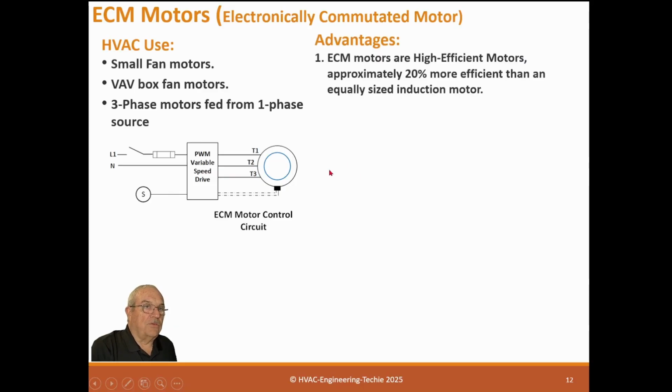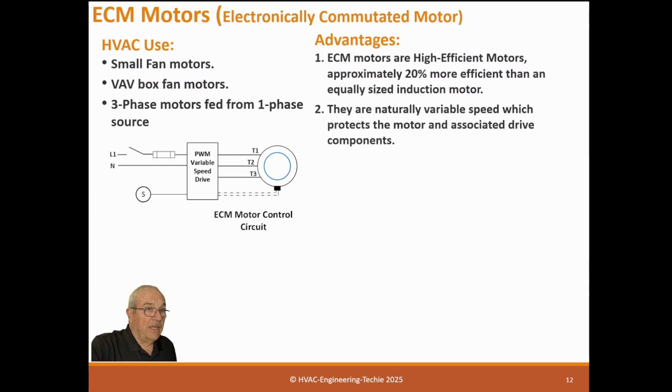Advantages: ECM motors are highly efficient motors, approximately 20% more efficient than an equally sized induction motor. Much more efficient. They are naturally variable speed, which protects the motor and associated drive components. And part of this efficiency gain is that the variable speed drive makes them efficient from 20% up to 100%, whereas on an induction motor, efficiency goes down a lot when they start slowing them down.